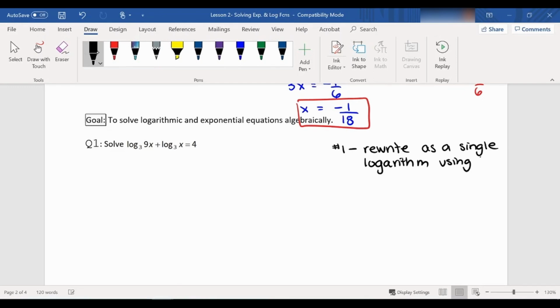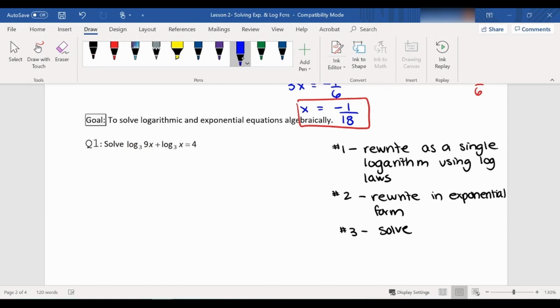Using log laws. Once I've done that, I can then rewrite it in exponential form so that I can solve it. Okay. So this one here, we can see that we have a plus in between the two logs, which means we can use our product log law from last day. They have the same bases and we're adding. So this is going to be rewritten as log base 3 of 9x times x equals 4.